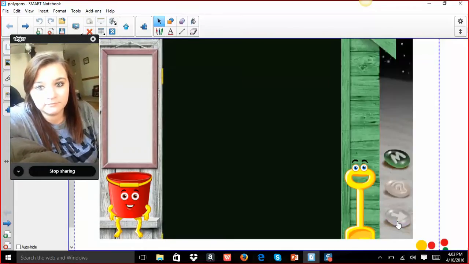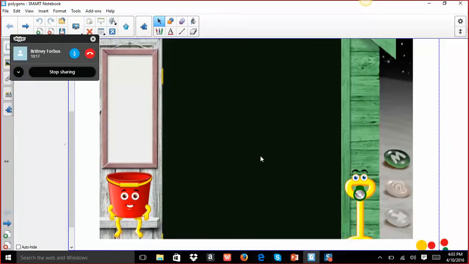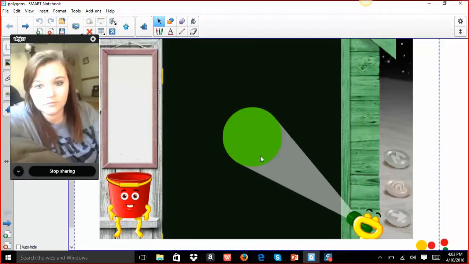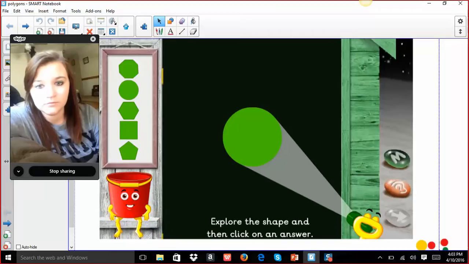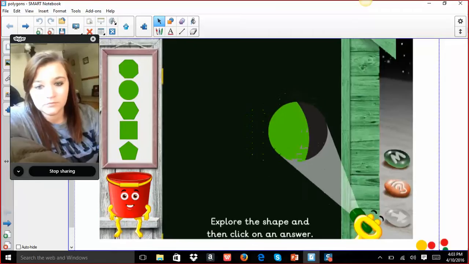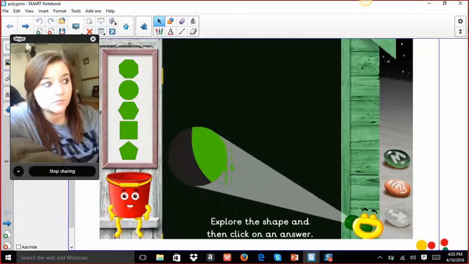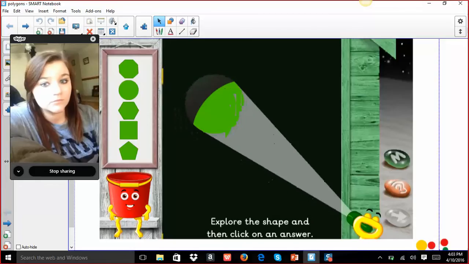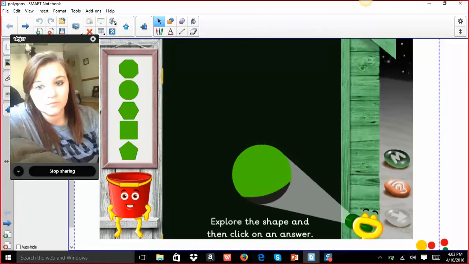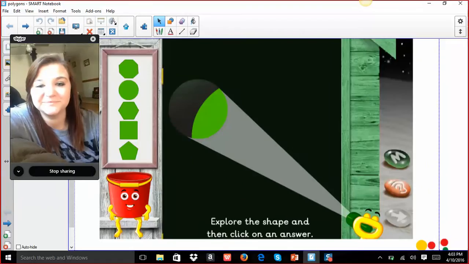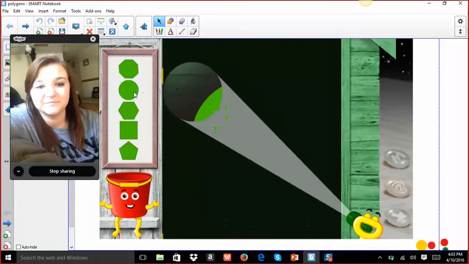All right, let's look for another shape. Explore the shape and then click on an answer. All right, let's explore this shape. I don't see any edges or any corners. All right, let's see. Yes, the shape in the hut is a circle.